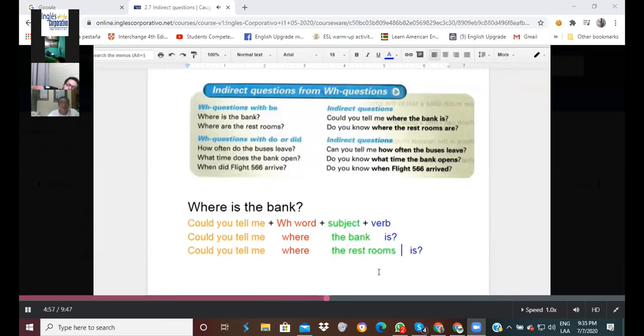And then it's going to follow the verb. So in this case, since restrooms are plural, we're going to use the verb to be "are" instead of the verb to be "is". And the phrase here could change, as I mentioned, just like we have it there on the book. Do you know where the restrooms are?